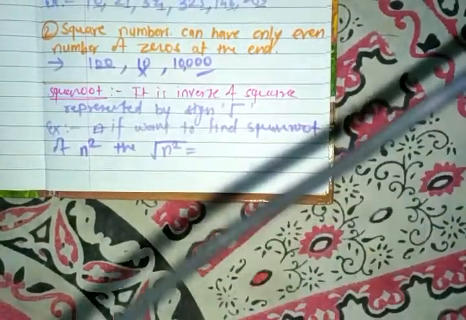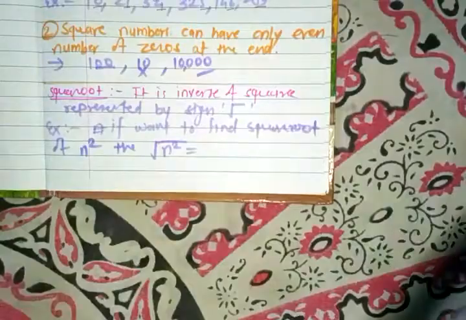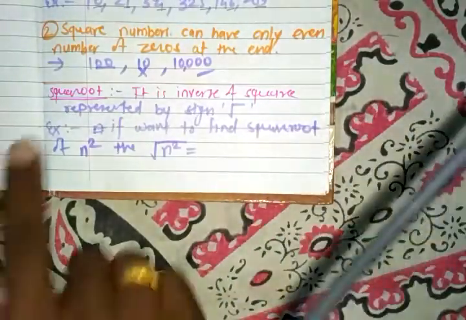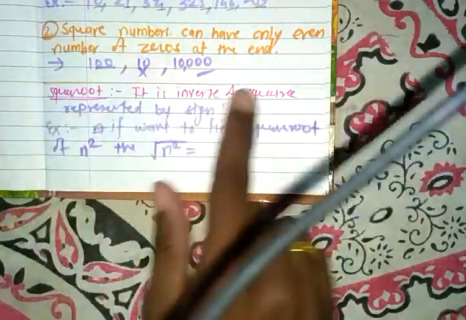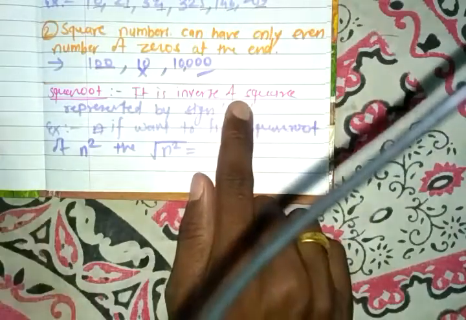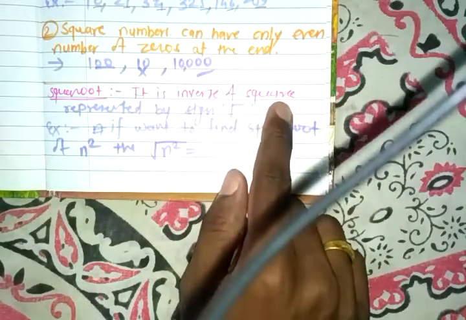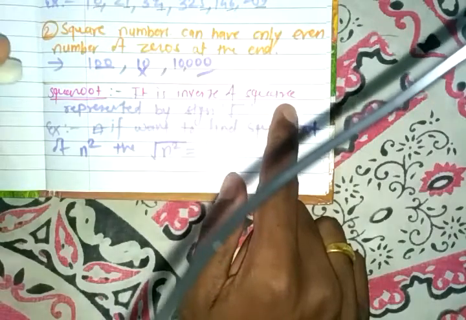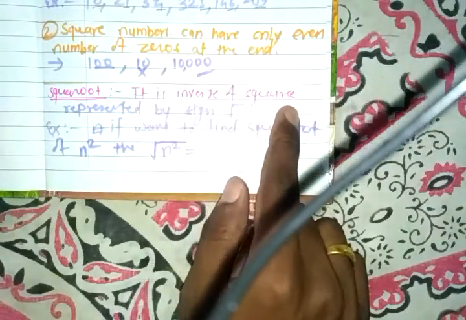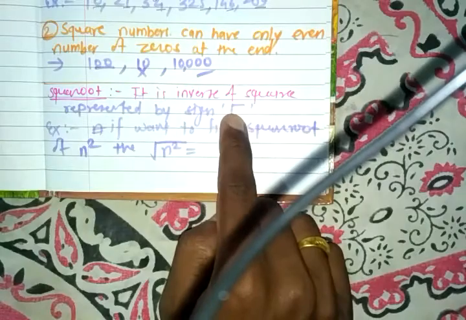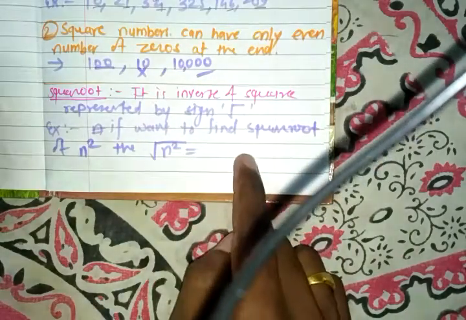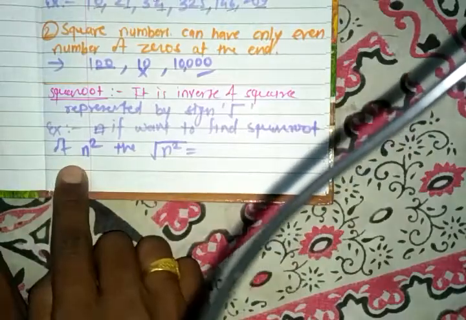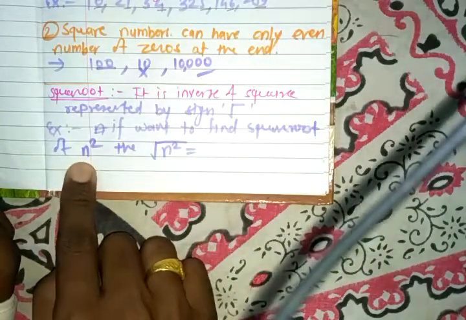Now our next heading of the topic is square root. So what do you mean by square root? It is the inverse process, we can say, of finding the square. If you find the square by multiplying a number by itself and the product is the square, then when you put a square root sign on that square, you get the number of which it is a square.